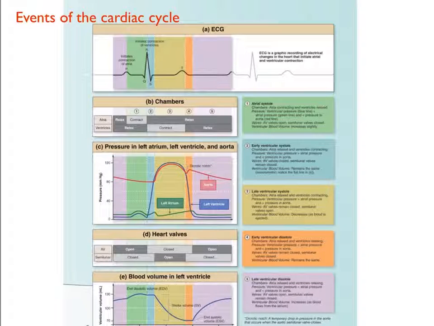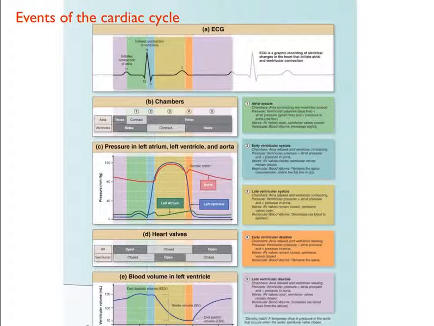In this video, we're going to talk about the events of the cardiac cycle and what happens when the chambers are contracting and relaxing. Before we start talking about that, we need to describe what the heart looks like before it starts contracting. And so before the atrial systole, which is going to be the first step of our cardiac cycle, all the chambers of the heart are going to be relaxed.